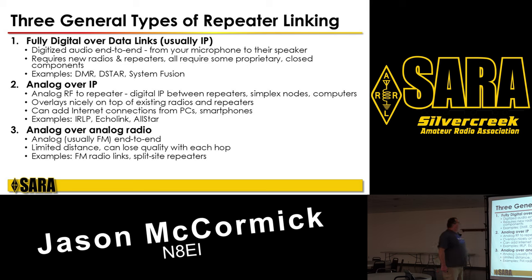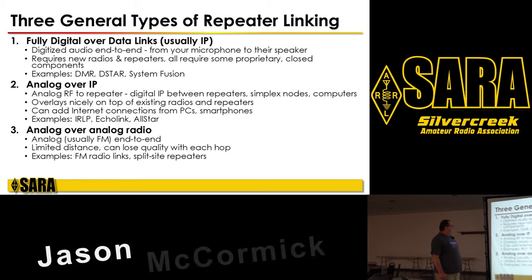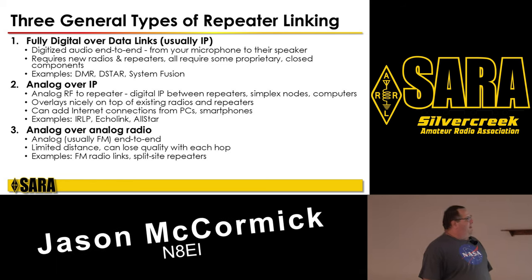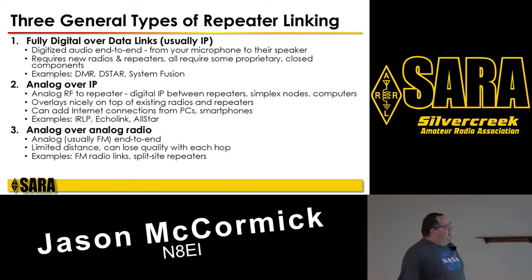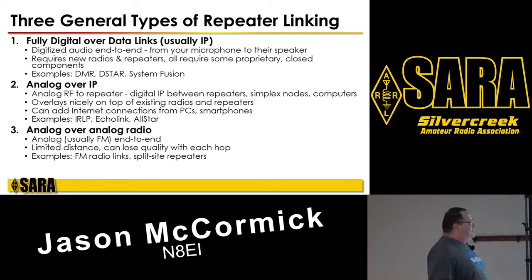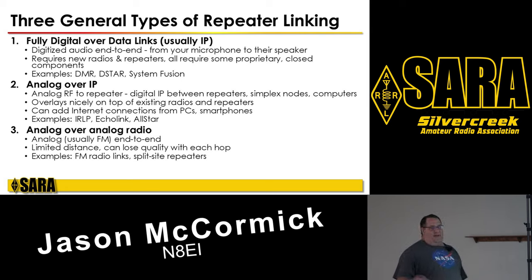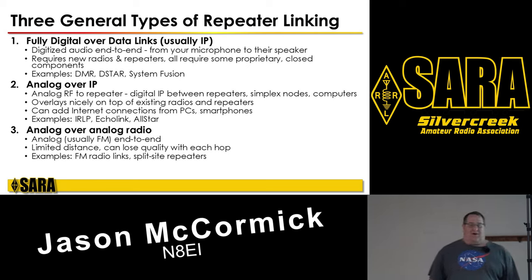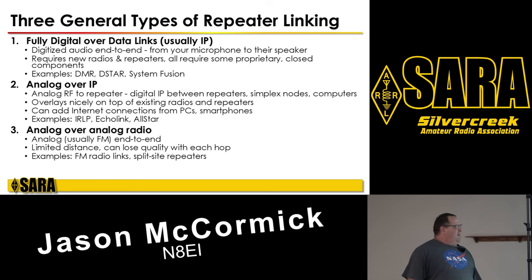As we've talked about before, there are three general types of repeater link. There is fully digital over a data link, usually IP, digitized audio end-to-end from your mic to your speaker. This does require new radios and repeaters, and requires proprietary closed components in a lot of cases: DMR, D-Star, System Fusion, NXDN, P25. Any of those are fully digital modes that are linked over an IP network, essentially. If you're familiar with the MARCS system in Ohio, the public safety radio system, there are towers all over the state. The state towers are then all linked together over an IP network, over a trunked radio system.